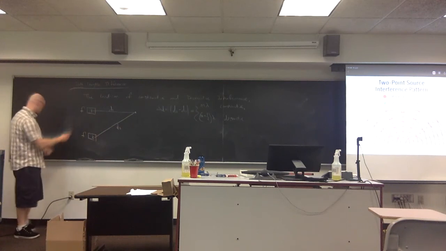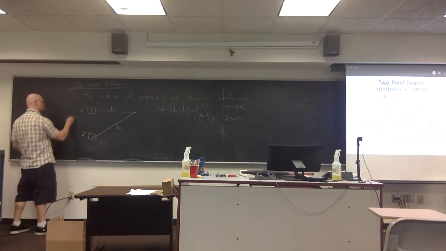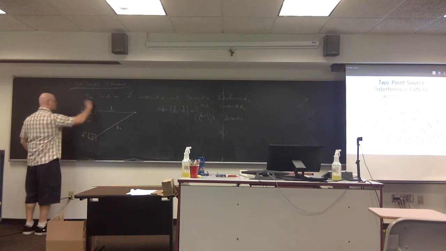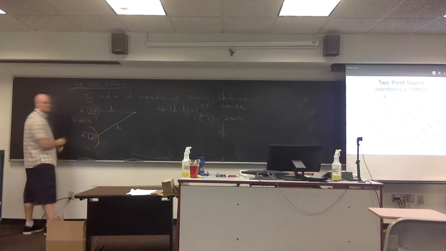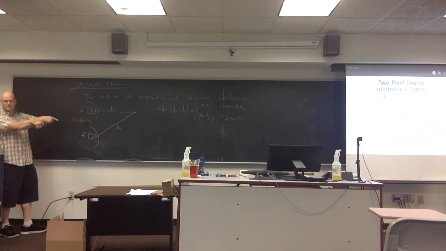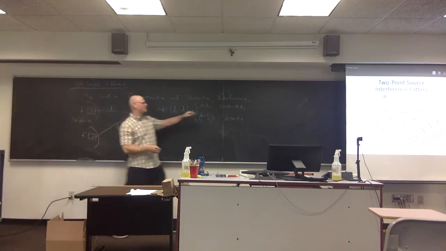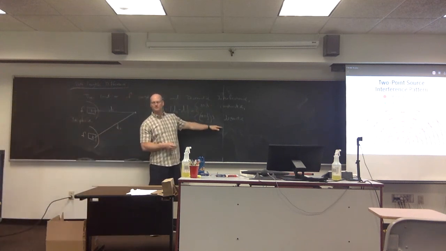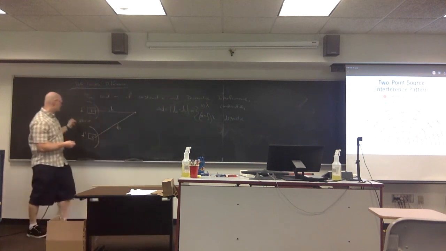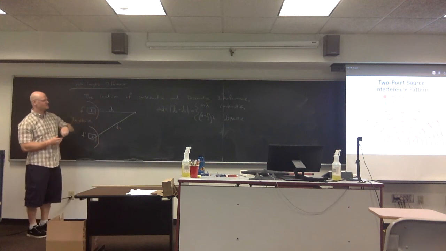And one other thing I'm assuming is that these two waves are originally in phase with each other, so that the wave coming off from here is exactly in phase with the wave coming off of here. If that's not true, these two things switch. This becomes destructive interference and this becomes constructive interference if they're originally out of phase with each other. But here I'm assuming they're originally in phase, so this is true.